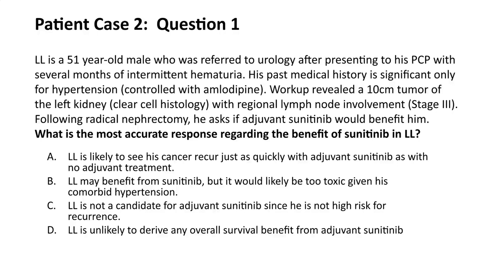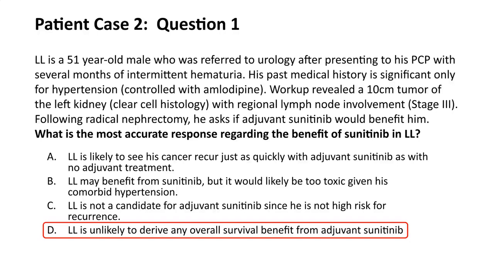He is likely to see his cancer recur just as quickly with adjuvant sunitinib. LL may benefit from sunitinib, but it's going to be too toxic because of his comorbid hypertension. He's not a candidate for adjuvant sunitinib since he is not high risk for recurrence. Or he is unlikely to derive any overall survival benefit from sunitinib. The correct answer here is D.